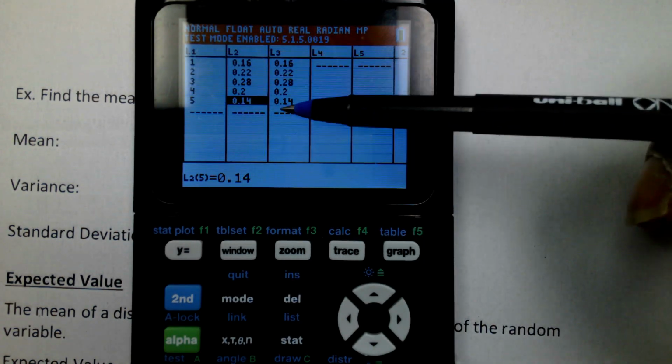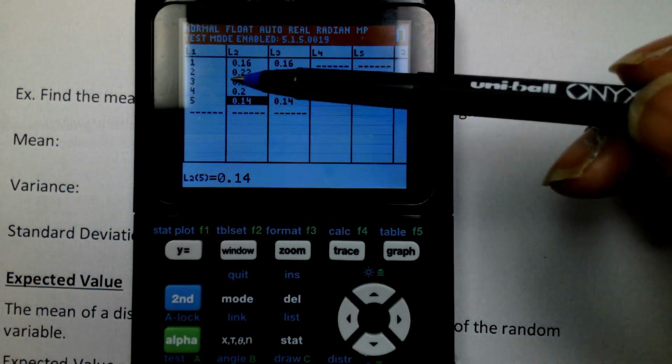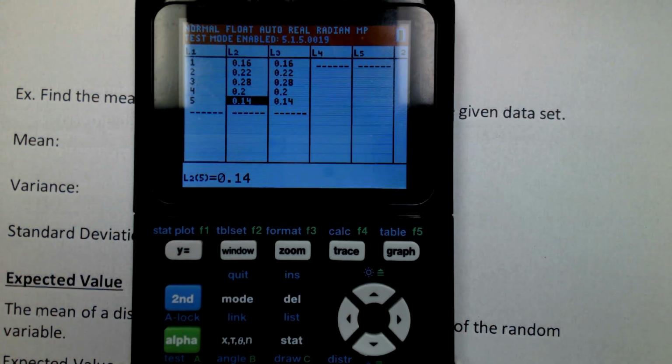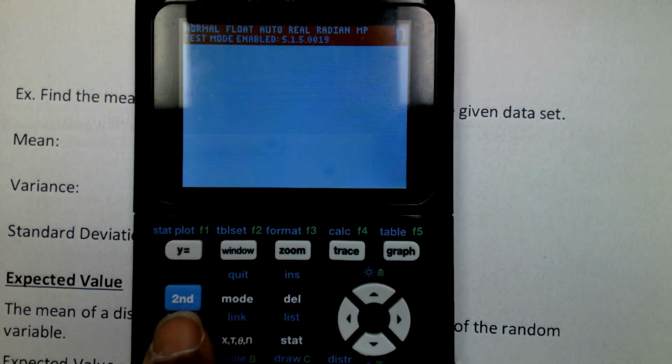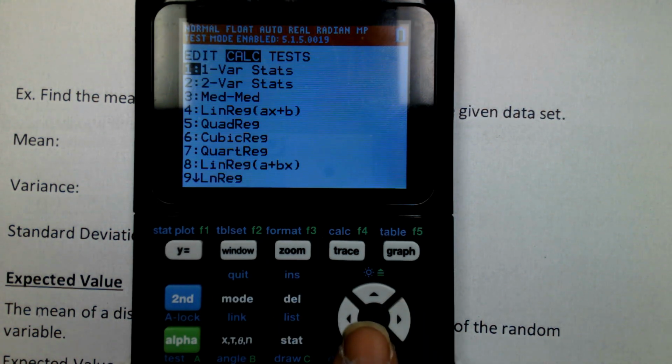So my probability in L2 and L1. If you leave your probabilities in L3 because you let the calculator do your probabilities, you will just tell the calculator that your frequency distribution is in L3 as opposed to L2. So the calculator automatically does L1, L2. If you put your frequencies in L3, no biggie, you'll just need to tell the calculator on this next screen. So second mode to get out of that, let's go back to stat.